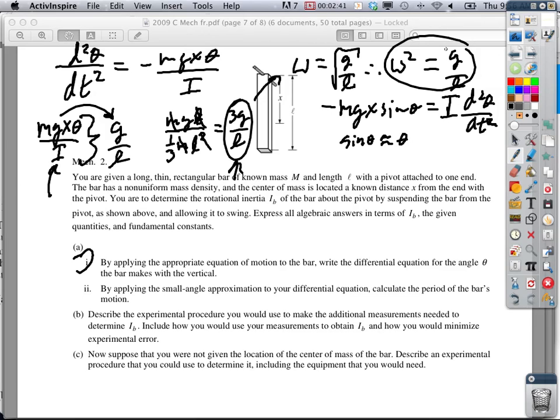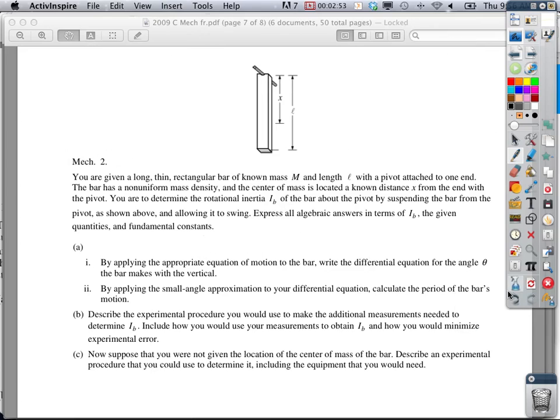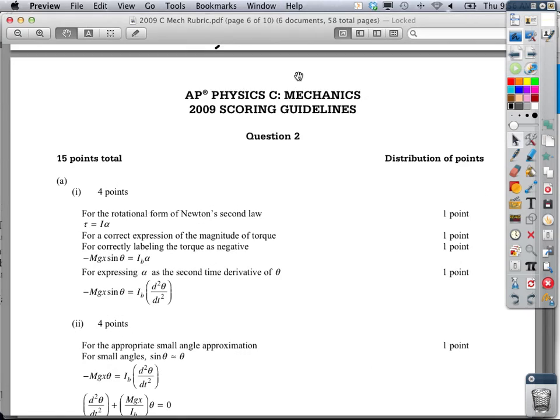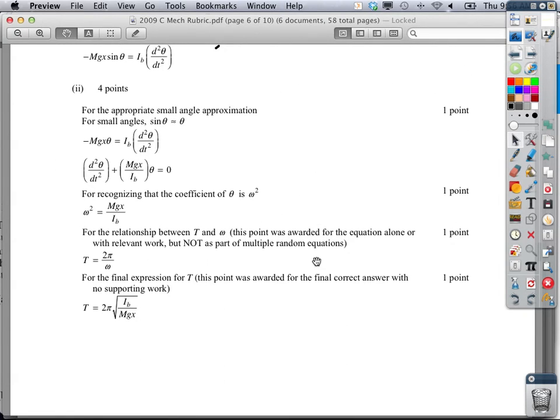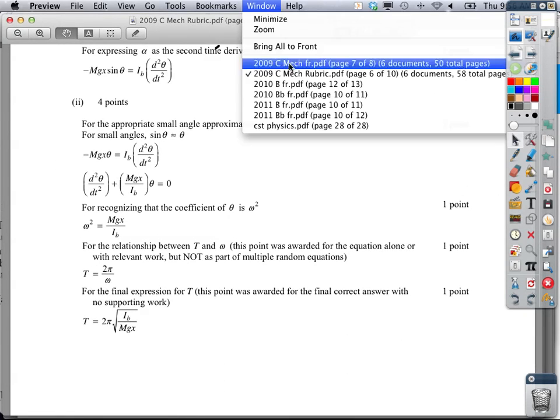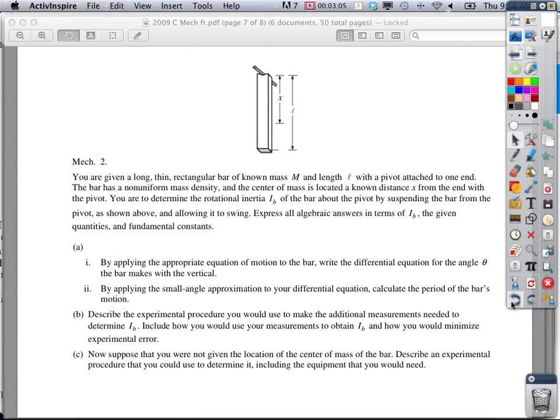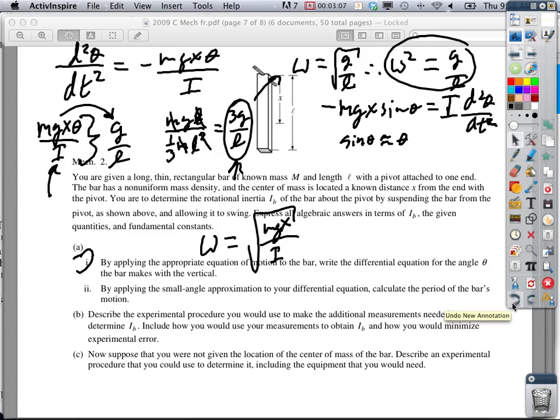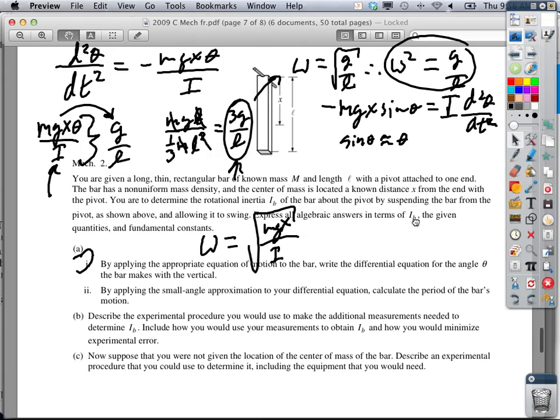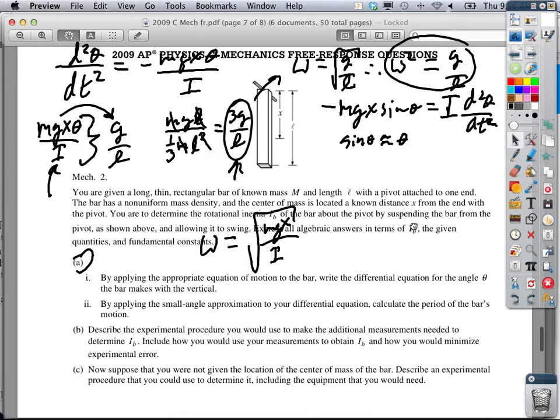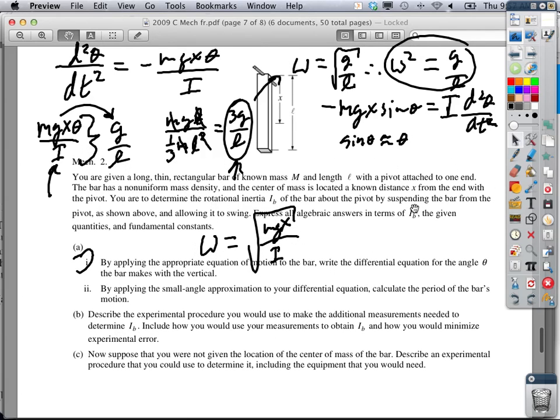So from that, I'm able to say omega is equal to the square root of mgx over I. Where'd my theta go? Oh, yeah, okay, it's still there, it's fine. Our theta is still there.